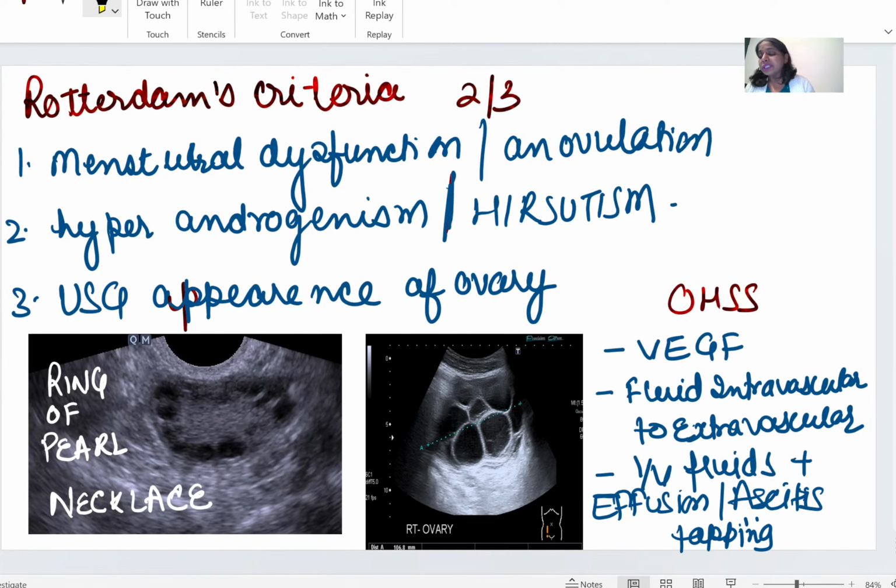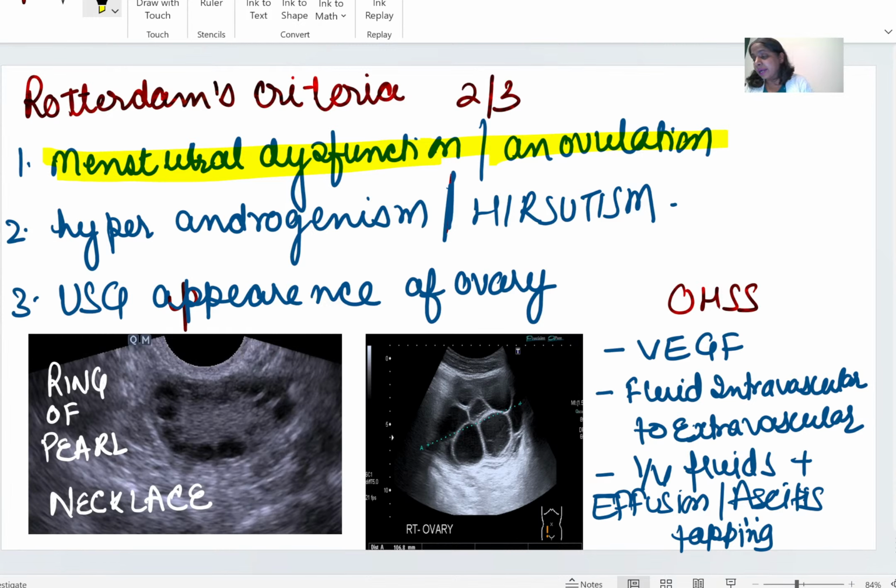We can diagnose it by Rotterdam's criteria. What is Rotterdam's criteria? Rotterdam has given us 3 features. Out of these three, 2 should be present. Okay, what are those 3 features? Number 1 is menstrual dysfunction or anovulation. They both are one and the same thing.